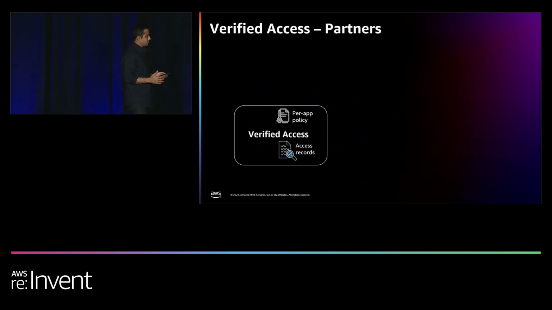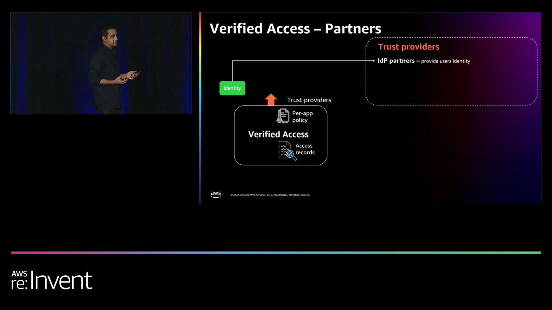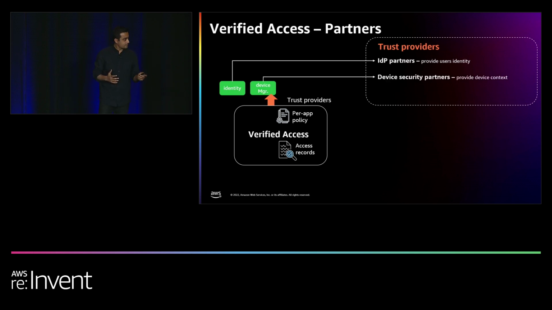Now let's look at the role of our partners in Verified Access, right? So we essentially have three sets of partners here. The first is identity providers, which manage your corporate identity, where you define who is a user, what department, where they belong to. And we are working with all the major identity providers, helping them to integrate using standard protocols.